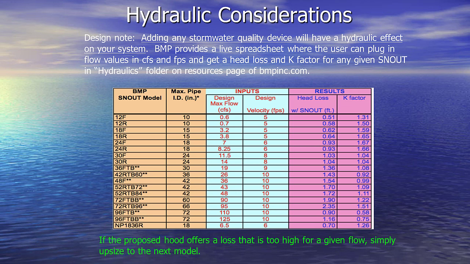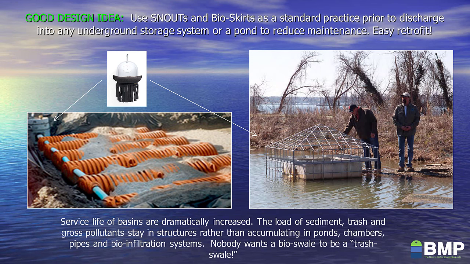We will provide information for you, or you can calculate it using our spreadsheet, for what your head loss is going to be and what your K factor is going to be for a snout in a structure for your drainage run. So we highly recommend using snouts and bioskirts as a standard practice prior to discharge in any underground storage system or a pond to reduce maintenance. It's an easy retrofit. You basically want to keep the service life of these facilities as long as possible, and reduce the loads of sediment, trash and gross pollutants in structures upstream.